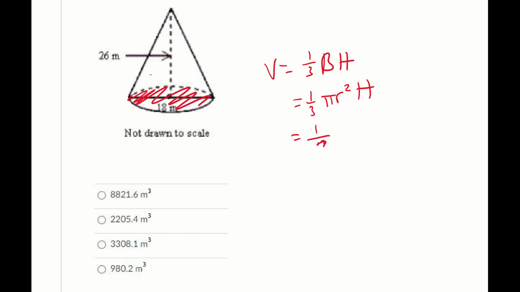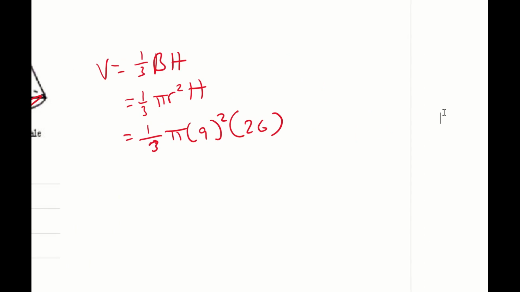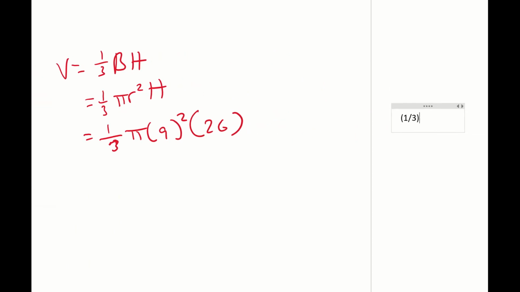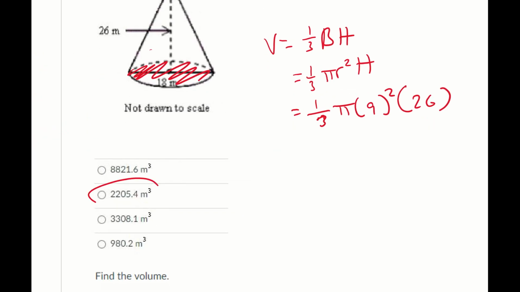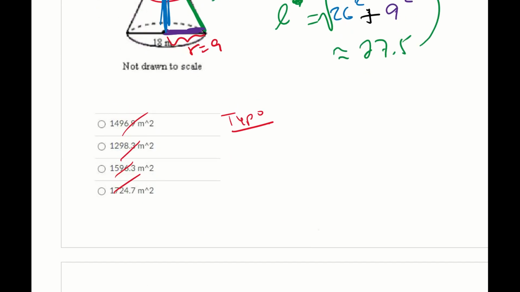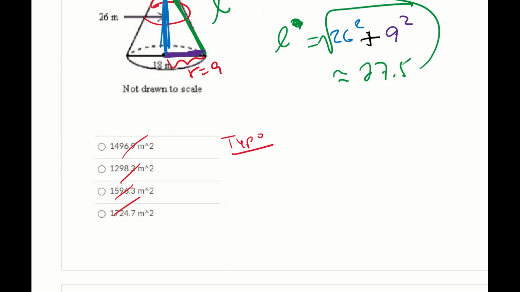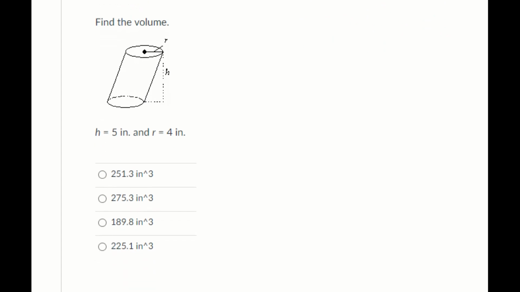So we got 1/3 pi times 9 squared, and the height is 26. So we'll plug that in. This should be an easier calculation. And we got 2205. So that one actually worked out. Let's see if that's one of our answer choices. It's not one of the answer choices, so there's something inherently wrong with the question, with the answers in that question.